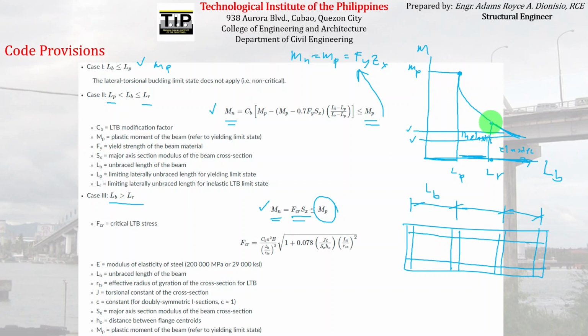Pag ganito, parang gumanito yon, di ba? Parang hindi na siya pababa, bigla siyang umangat, di ba? Kasi sabihin, kung ito yung particular length ng distance between unbraced length, ito yung corresponding moment niya, which is mas mataas pa sa plastic moment. 'Di ba? So, hindi ganyan. We have to ensure na less than sa plastic moment yung makakompute natin na nominal moment capacity dito.